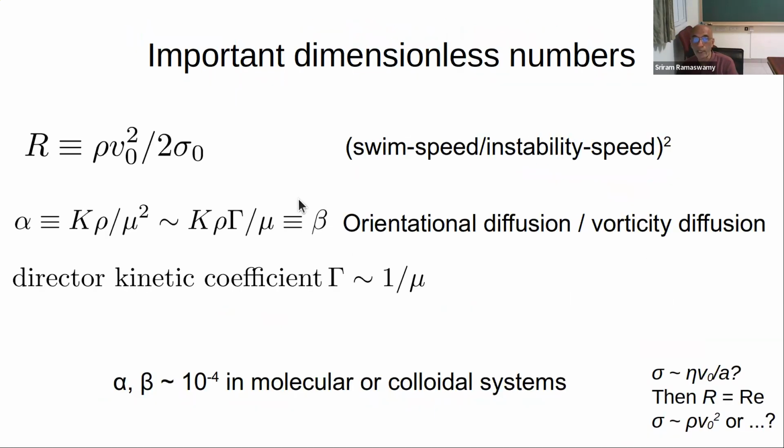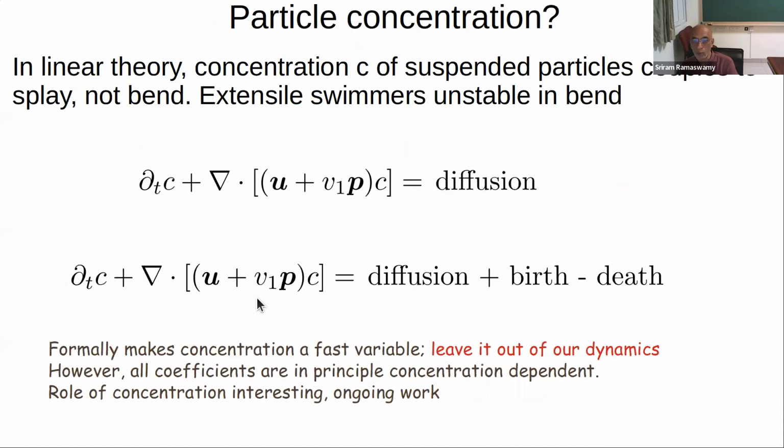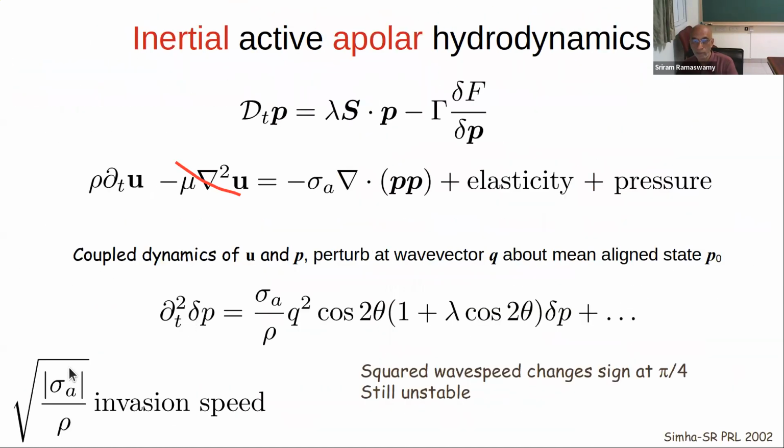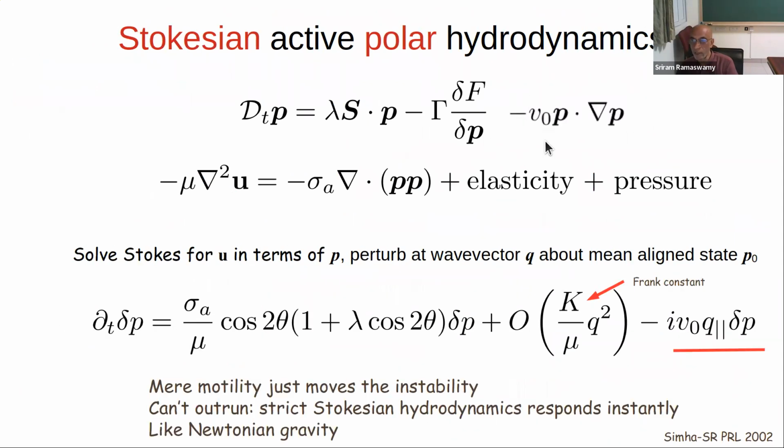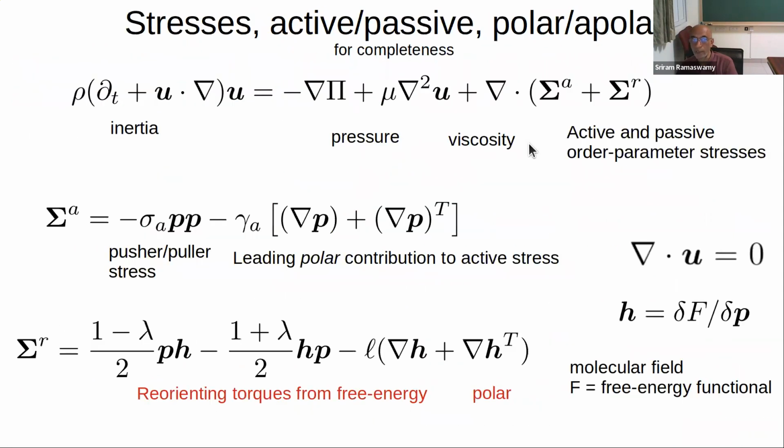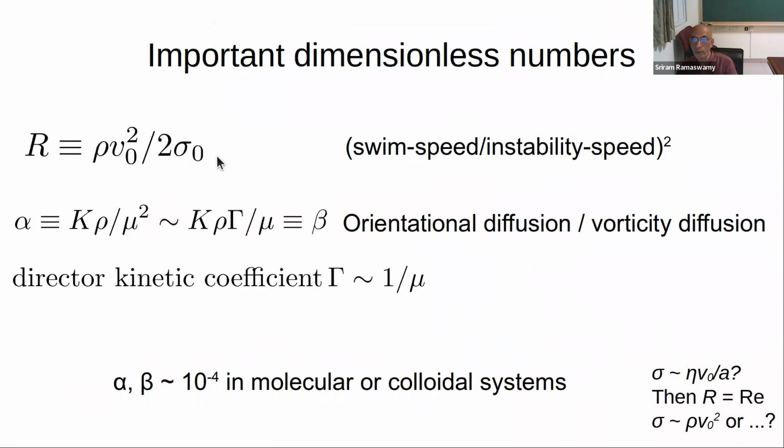These equations contain a crucial non-dimensional number. Remember, I told you, let's go back here. There's an invasion speed and there's a self-advection speed. The ratio of those two can be packed into this non-dimensional number. It's the ratio of the square of the motility to the square of the invasion speed. It's a swim speed squared divided by the instability invasion speed squared. And that's crucial.